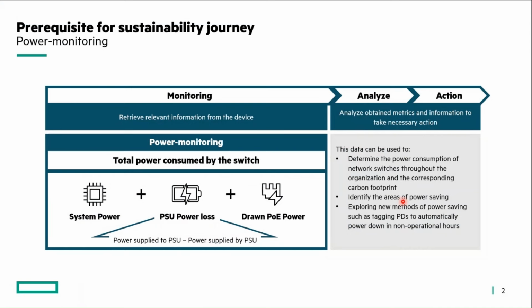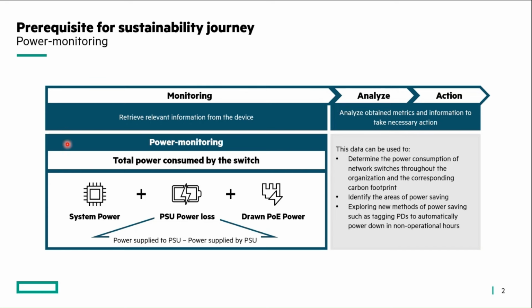So briefly, at a broader level, sustainability effort can be considered as a three-step process, with monitoring being the first, analyzing being the second, and finally taking the action. Monitoring means to retrieve the relevant information from the device and then further analyze the obtained metrics and information to take necessary action against it. You can consider monitoring as one of the major prerequisites to perform any further steps on this effort.